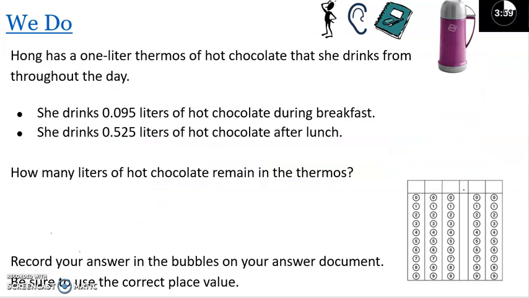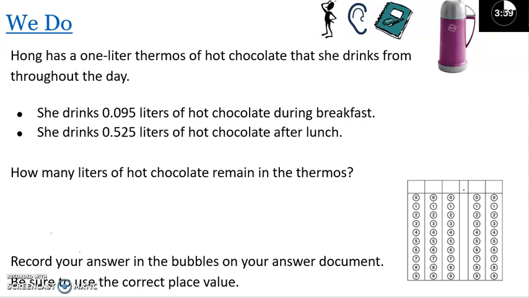Okay, this is our word problem for today. It says Han has a 1-liter thermos of hot chocolate that she drinks from throughout the day. She drinks 95,000 liters of hot chocolate during breakfast. She drinks 525,000 liters of hot chocolate after lunch. How many liters of hot chocolate remain in the thermos?